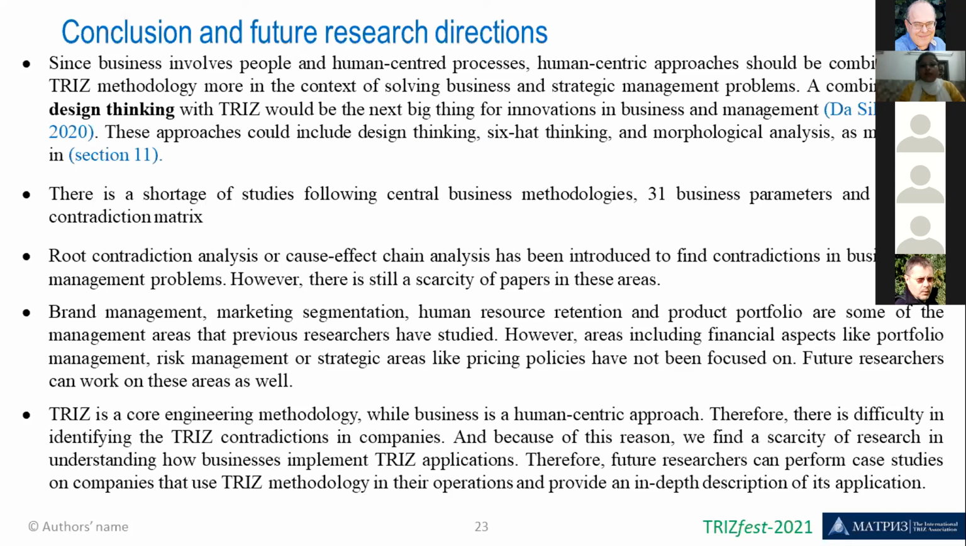These approaches could include design thinking, six-hat thinking, and morphological analysis. There is a shortage of studies following central business methodologies like the 31 business parameters and business contradiction matrix. We were able to identify only 4 or 5 papers that have used the 31 business parameters and business contradiction matrix for solving problems. Then root contradiction analysis or cause-effect chain analysis has been introduced to find contradictions in business management problems. However, there is still a scarcity of papers in these areas.